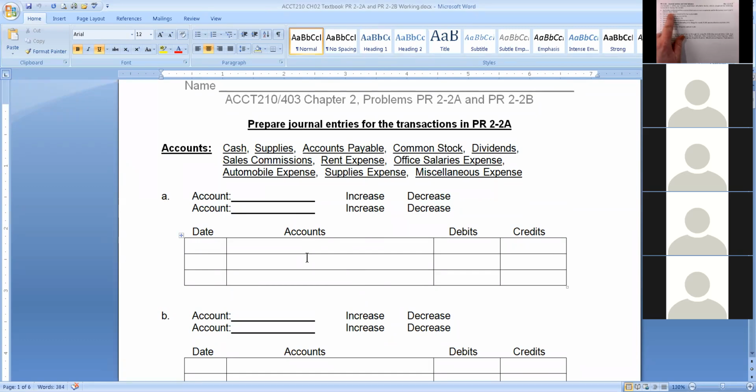Jay Crowley transferred cash from a personal bank account to be used for the business in exchange for common stock. So he transferred cash from the personal bank account into the business, and gave up common stock. This was actually kind of a difficult one. Looking up here at our accounts, what accounts do you think the business is going to use?